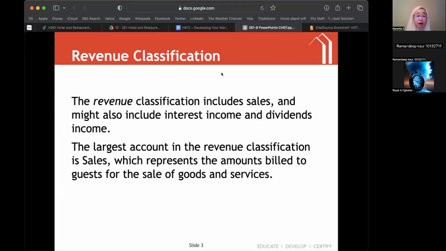So a while ago, we talked about revenue. This would be coming from the sales and also other interest incomes if we run a corporation that gives dividends. So the largest account in the revenue classification is sale. In a hotel, it would be a sleeping room sale or guest room sale. If it's a restaurant, then it's food and beverage sale. This represents the amounts billed to your customers for the sale of goods and services.